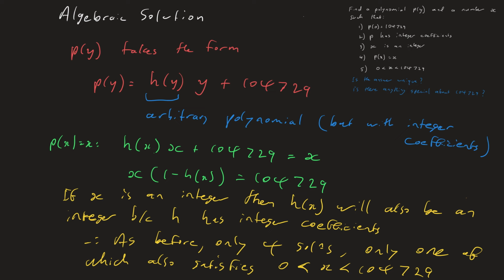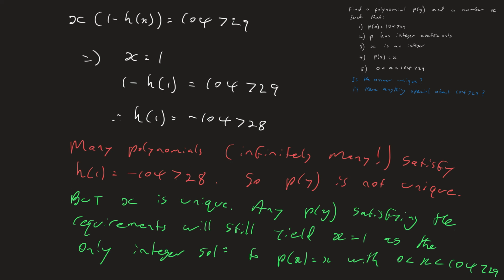We're looking for integer factorizations of 104,729. And because this is a prime number, we know that there are only 4 possible solutions. x is 1 or -1 or 104,729 or -104,729. And because x lies between 0 and 104,729 exclusively, we know that x has to equal 1, and that then means that 1 minus h of x is equal to 104,729, which we'll examine on the next page.